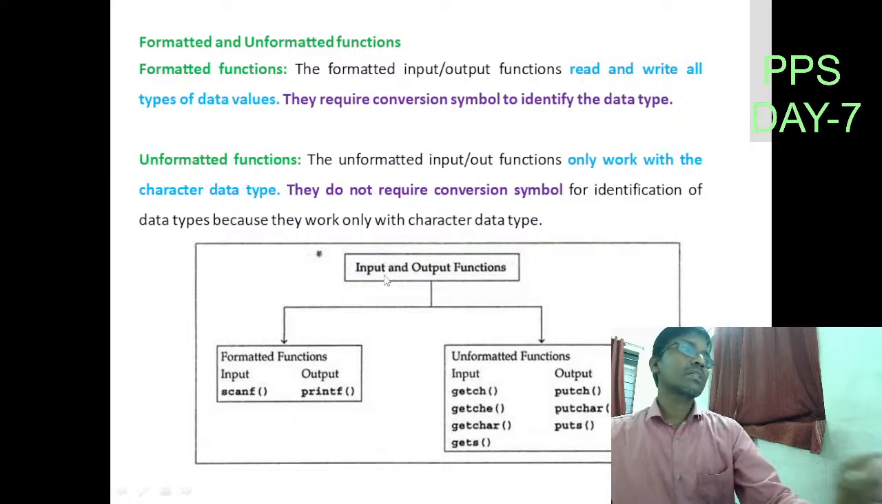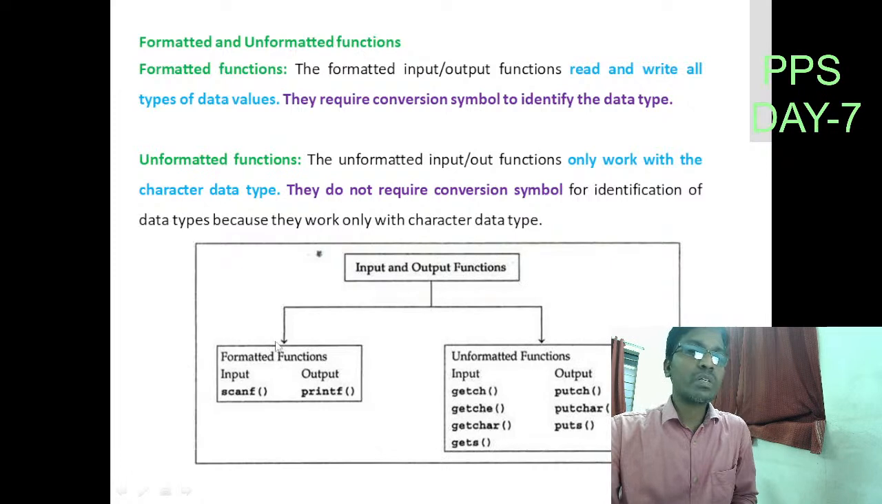So these are the different types of input and output functions, formatted and unformatted. The formatted functions again divide into input and output functions. The input function is scanf, by which you read values from the keyboard. And by using the printf function, the same values you read from the keyboard are displayed on the screen.